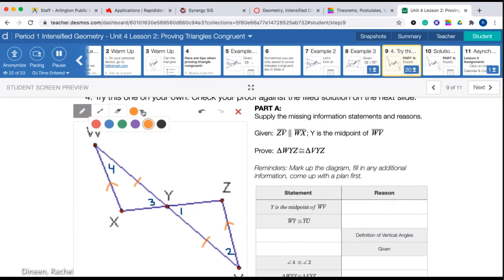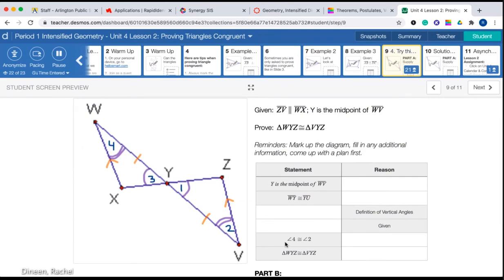Then additional information, I know that because of vertical angles, angle 1 is congruent to angle 3. And then I know that if I have two parallel lines cut by the transversal, if I go parallel line to the transversal, parallel line to the transversal, angle 2 is congruent to angle 4 because of alternate interior angles. So these are the only things you should have marked on your diagram, nothing else, until you prove that the triangles are congruent.